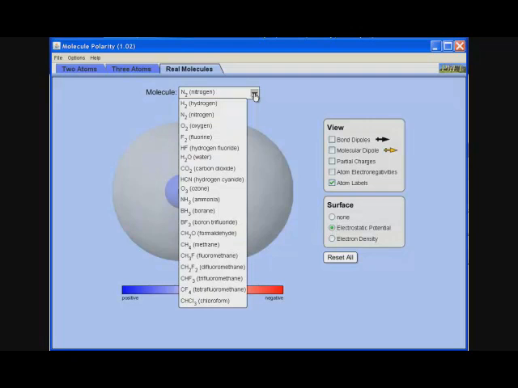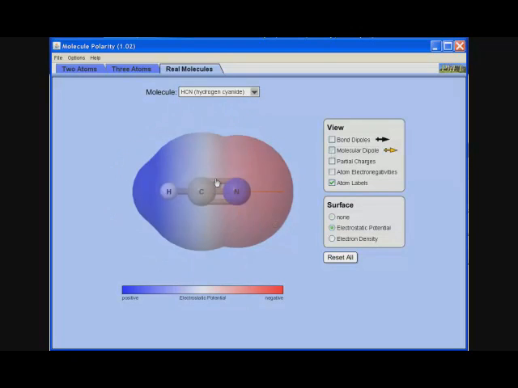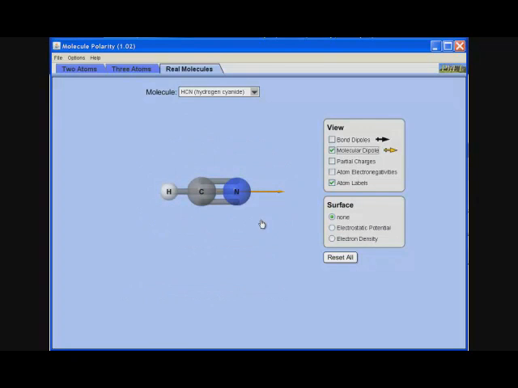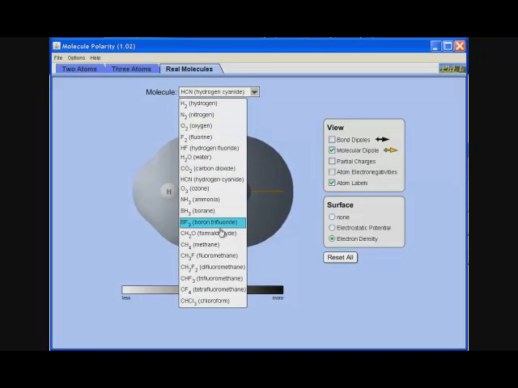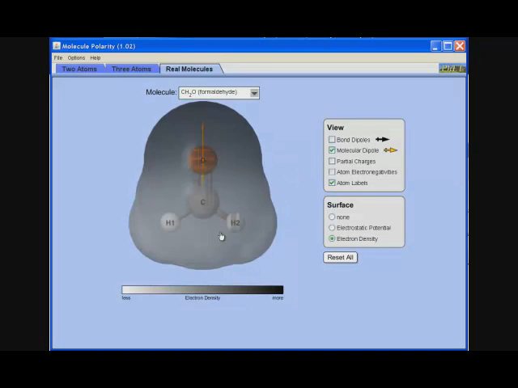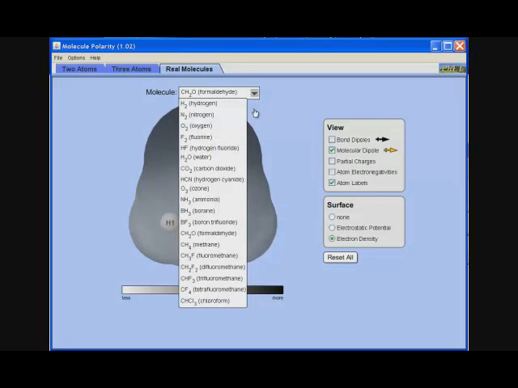However, if I want to take a look at a polar molecule, since my molecule dipole is pointing towards the nitrogen end, my nitrogen end is going to have a higher electron density. Let's change this up to formaldehyde. Again, the molecule dipole is going to point towards the oxygen atom.